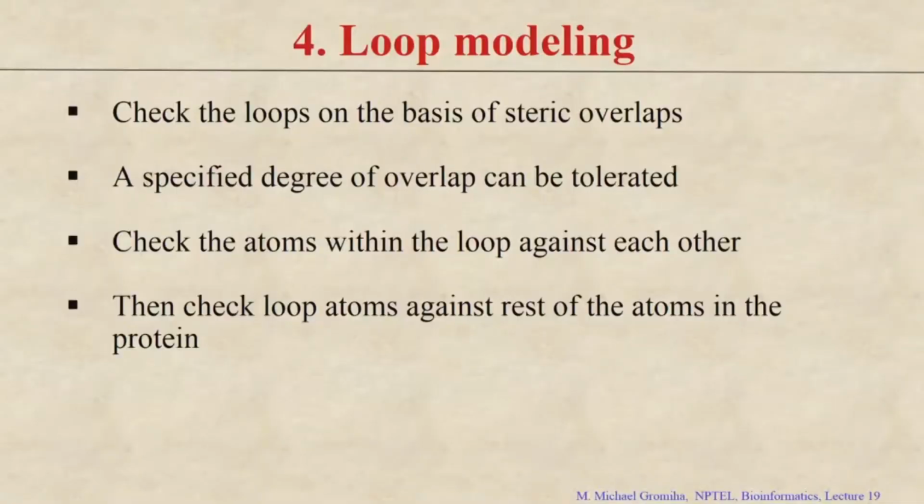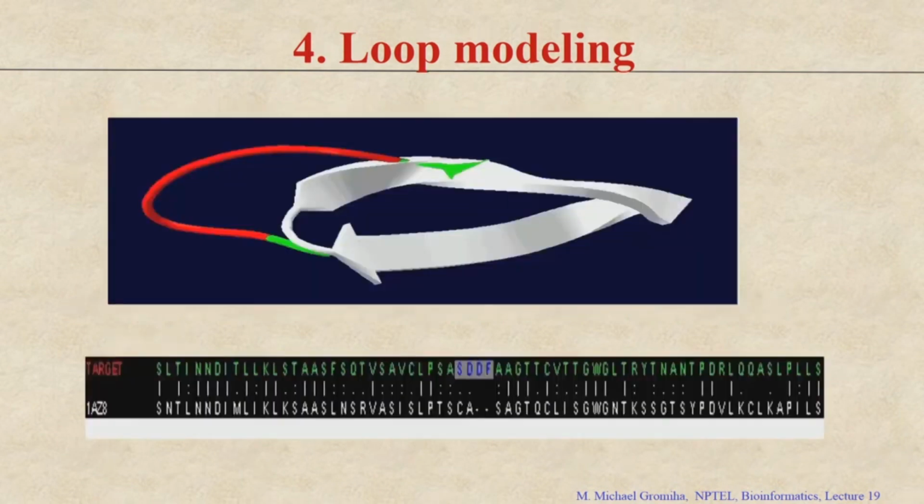So in this case you can see a specific degree of overlap between these different loop regions. Then you have to check the atoms within the loops and see how these atoms fit in the protein. Okay, I will show an example. So here this is the actual loop.